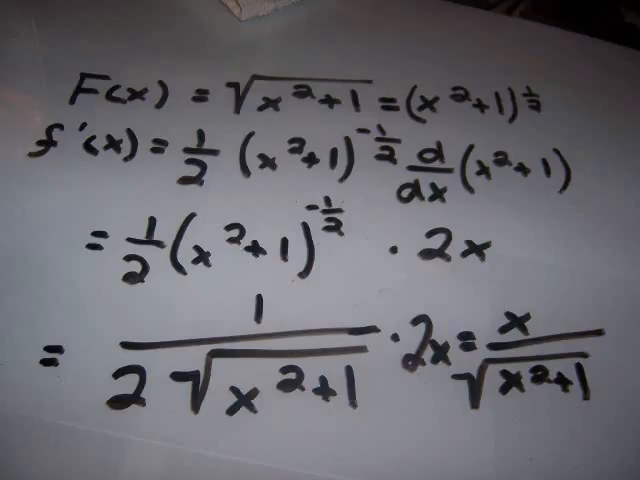This will equal 1/2 times the quantity x squared plus 1 to the negative 1/2 times 2x. We will rewrite this as 1 over 2 times the square root of x squared plus 1, times 2x, and simplify, equaling x over the square root of x squared plus 1.